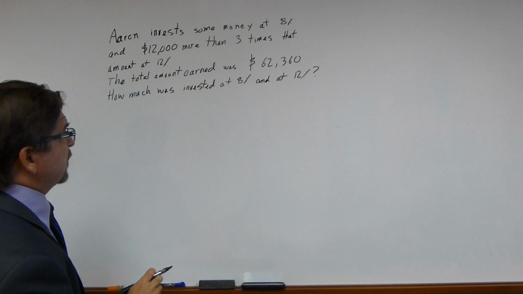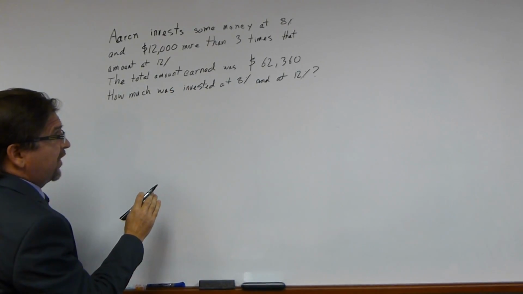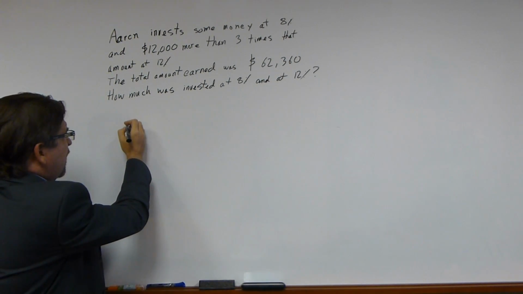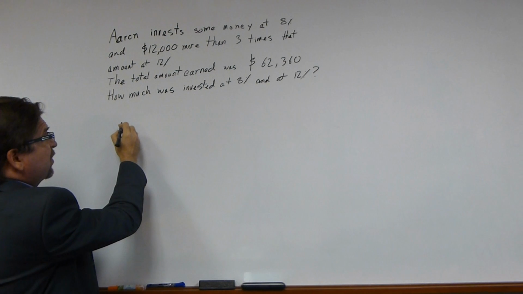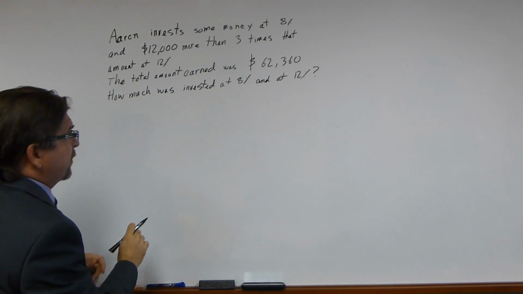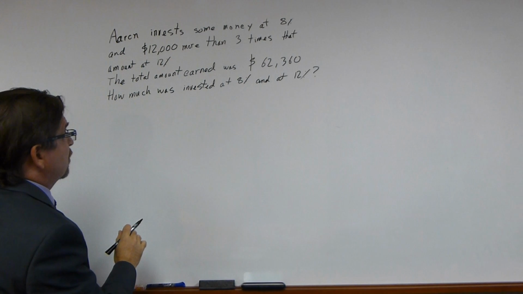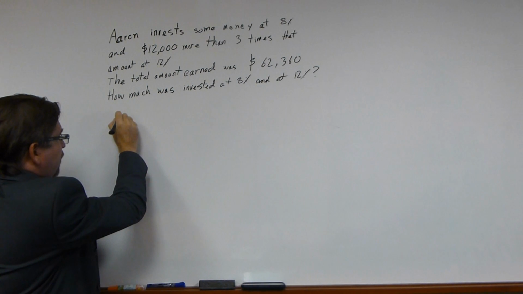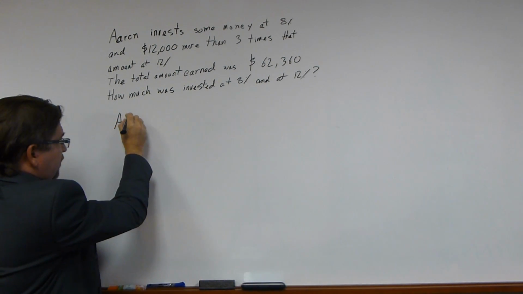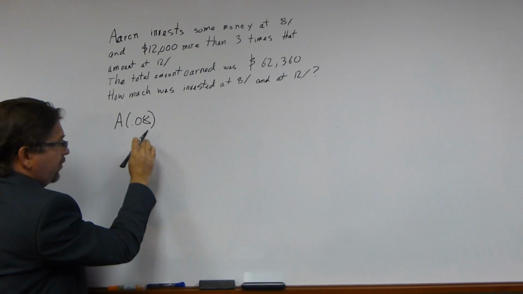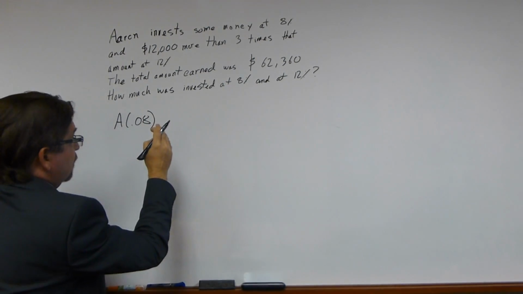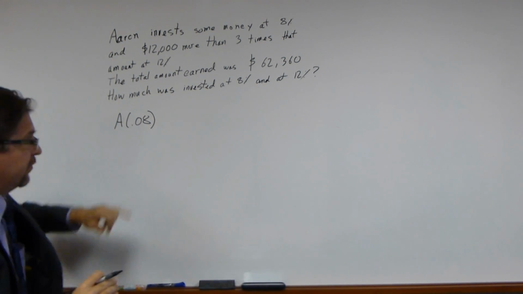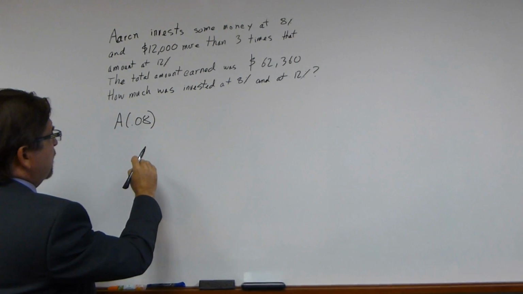We know some amount was invested at 8%. Is this all of our information? Yeah, I guess it is. Some amount A, I'll say, invested at 8%, 0.08. Keep in mind a percentage is a decimal. 0.08 is the same as 8%. That is the amount earned for the 8%.